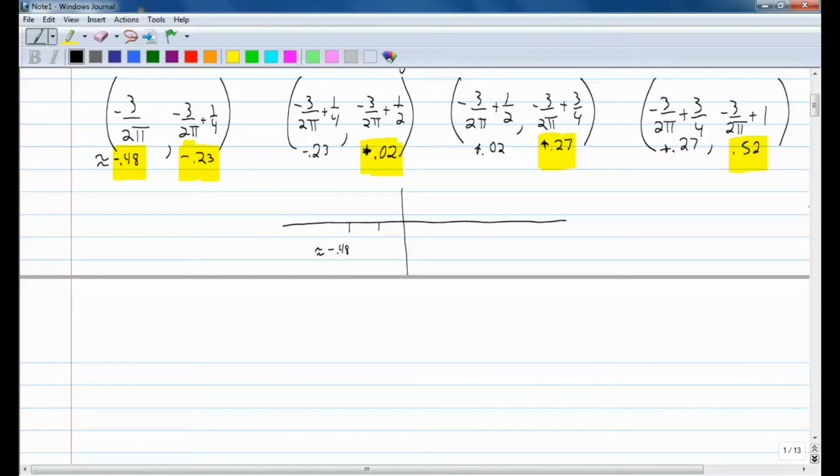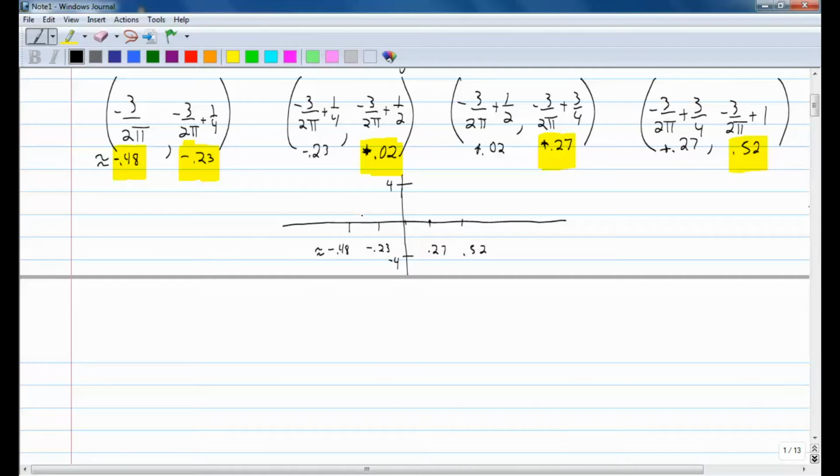This one's going to be about -0.23. Then we have 1 really close to 0 there. Alright. Then I'm going to have positive 0.27 and positive 0.52. All those are approximations. Now I just use the amplitude to give me my high point. So my high point is going to be 4. My low point is going to be -4.